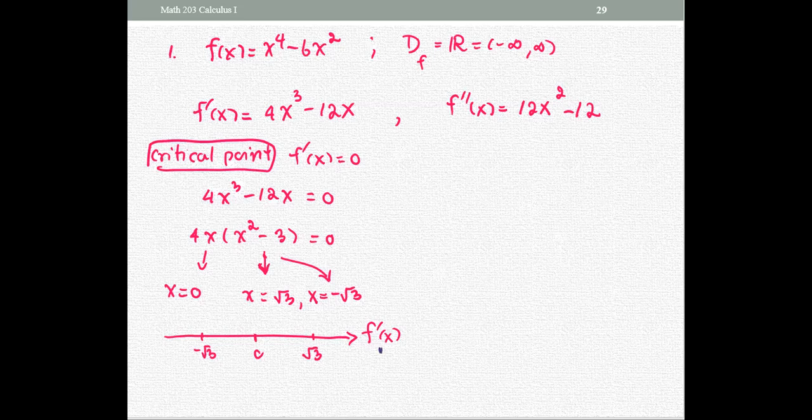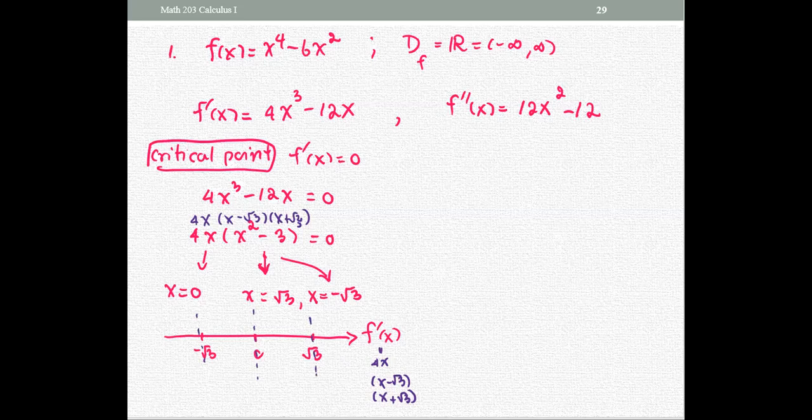Since f prime is in the form of 4x multiplied by x squared minus 3, I'm going to rewrite x squared minus 3 as x minus square root 3 times x plus square root 3. So I broke it down into small factors: 4x, x minus square root 3, and x plus square root 3. Why would I do it this way? Because I'm going to use each critical number as a reference point. For example, for the 4x, the zero of this is at zero, right? At this portion. So basically we have four subintervals.